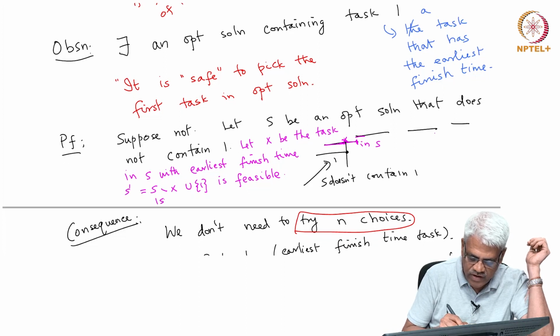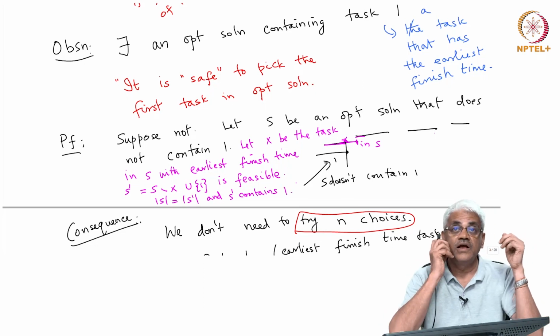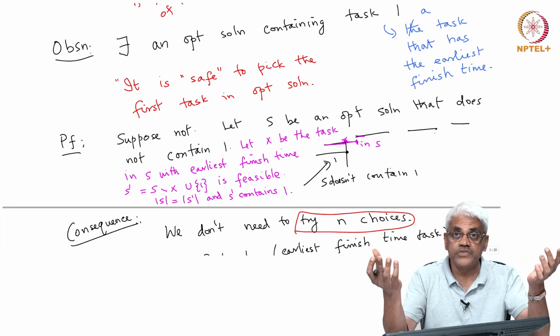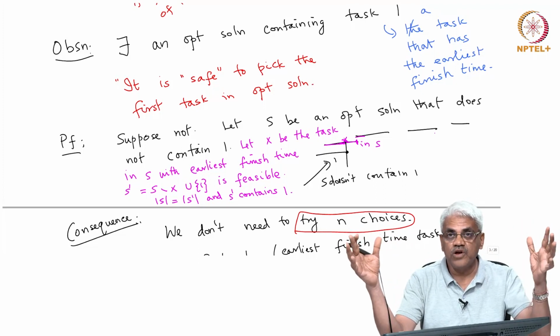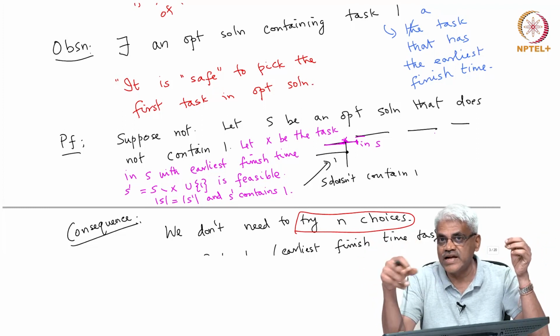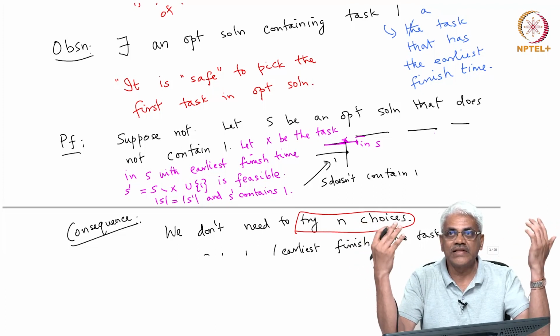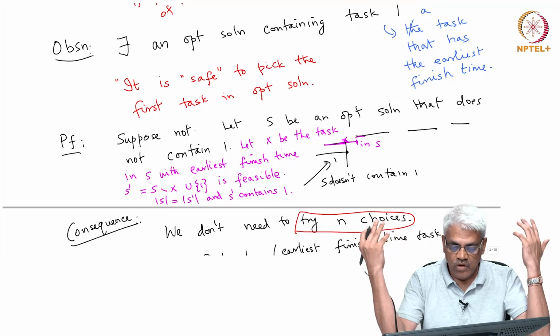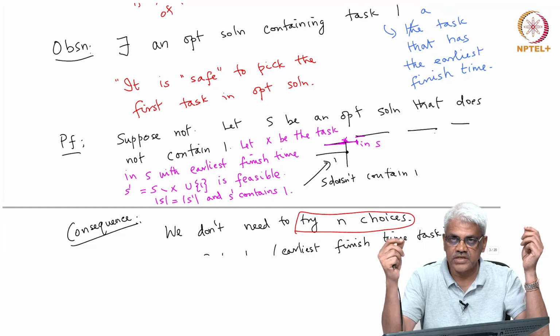So, cardinality of S is equal to S prime, and now S prime contains 1. So, what have I done? I have produced another optimum solution that contains 1. You say, okay, here is an optimum that does not contain 1. I find the earliest finish time task in that set, remove it, add 1. That will still be mutually non-overlapping and the size is the same, and so I have proved what I wanted to show. I have provided you an optimum solution that contains task 1.